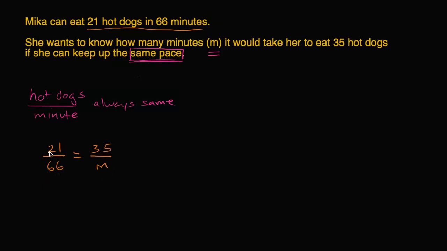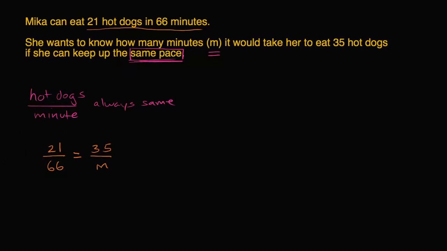If 21 hot dogs take 66 minutes, and 35 hot dogs take m minutes, these two ratios are going to be the same. We're dealing with a proportional relationship at the same rate. And then we're left with a situation where we just have to solve for m. There's a bunch of different ways you could tackle this. The easiest way I can think of is, I don't like this m sitting here in the denominator, so let's multiply both sides by m.